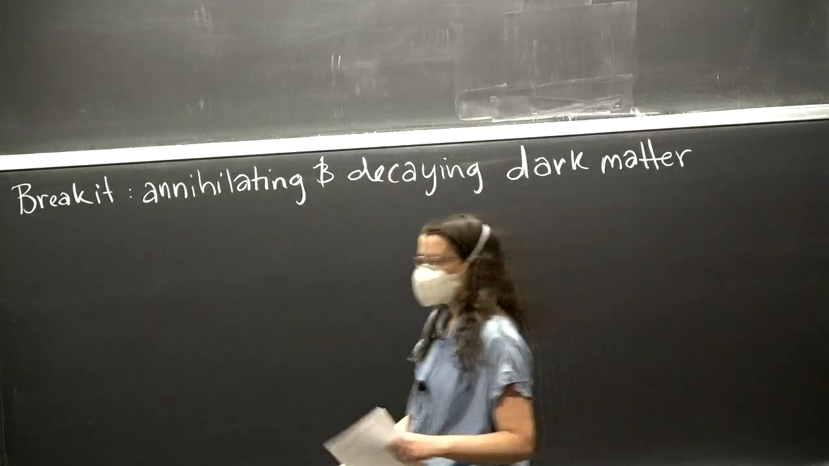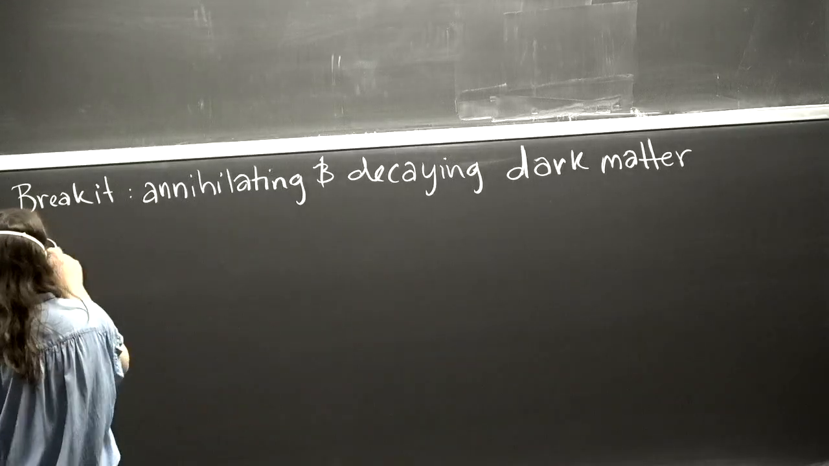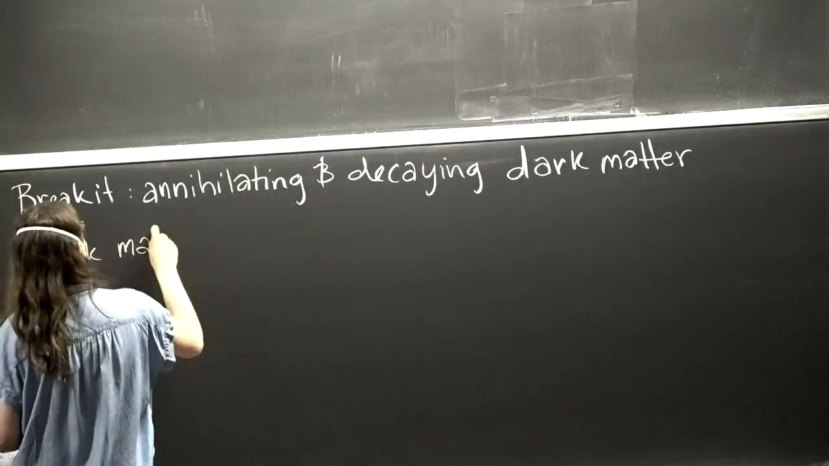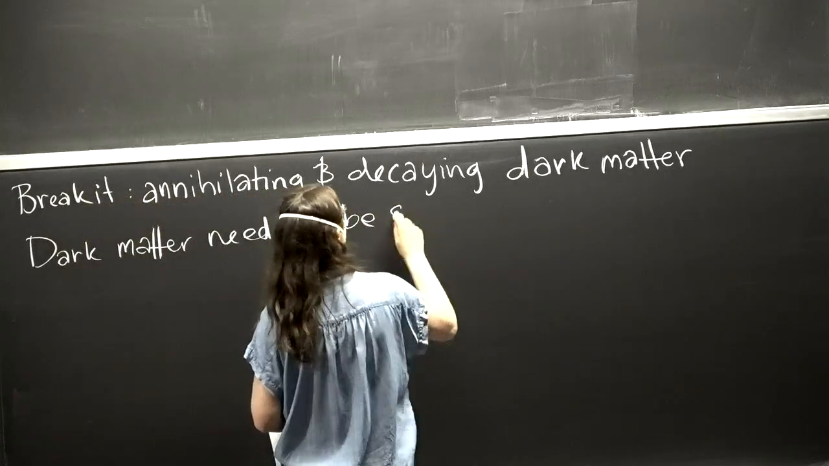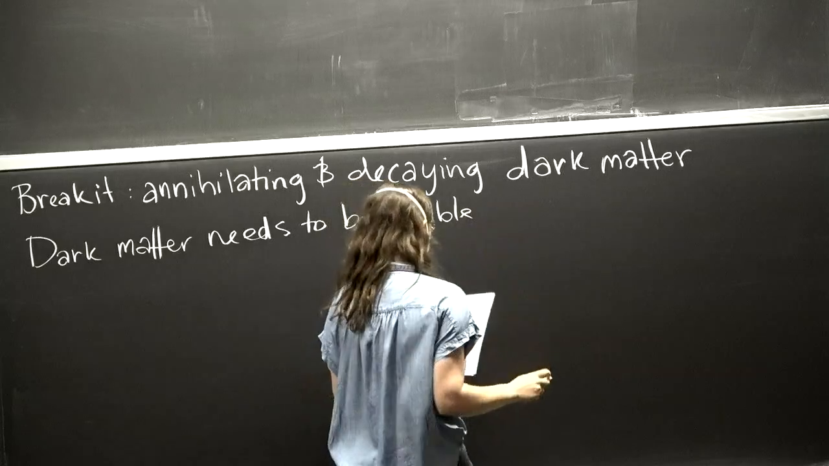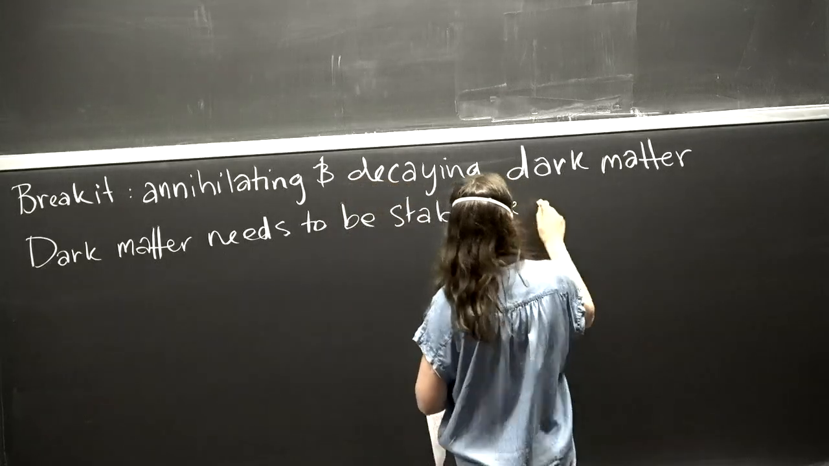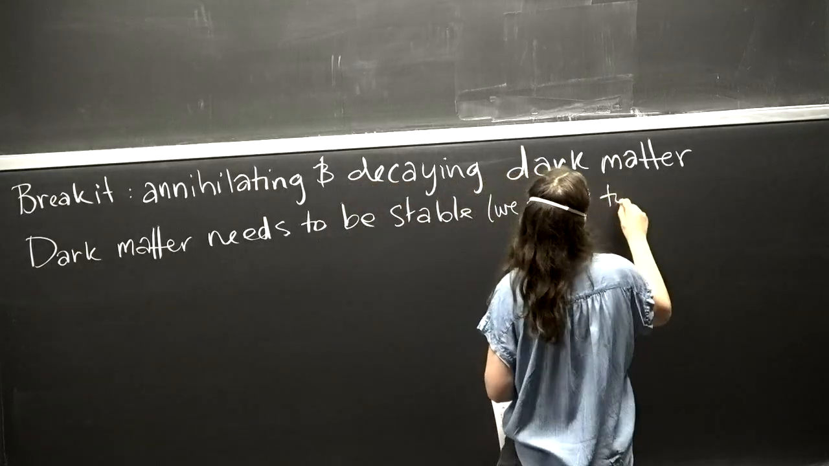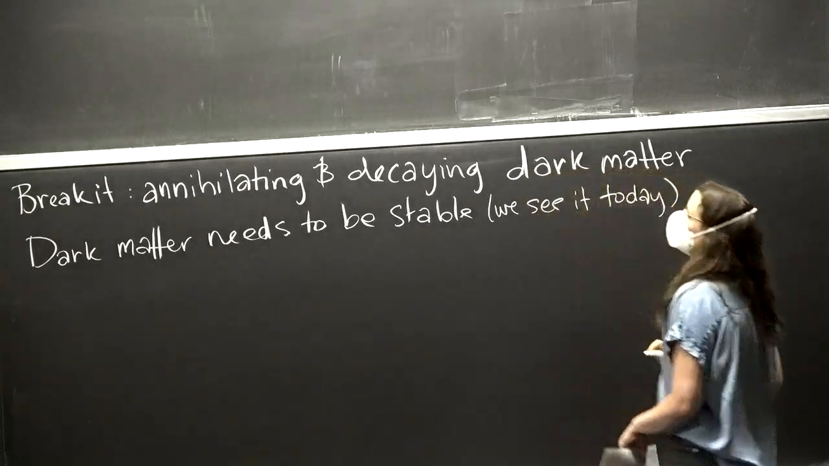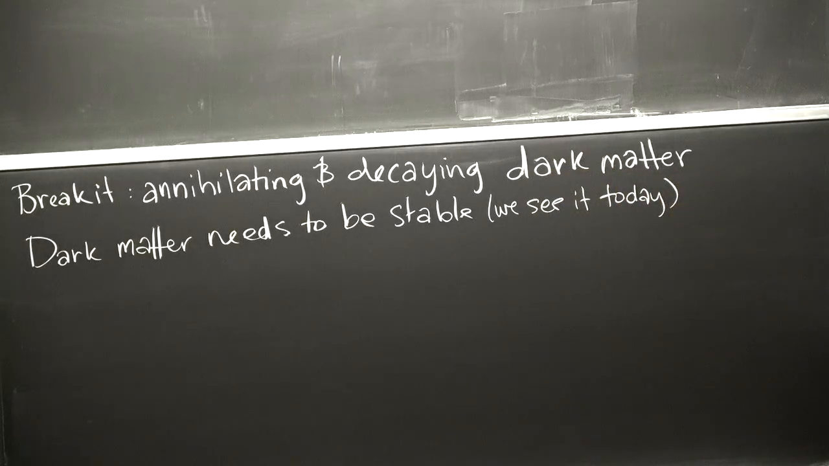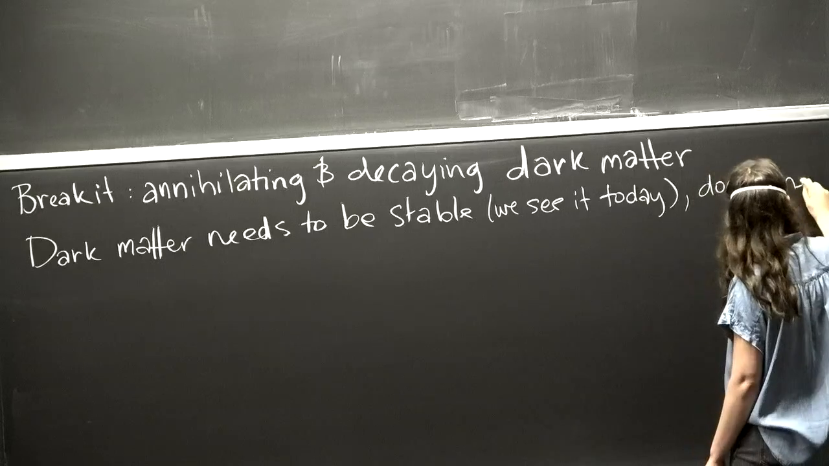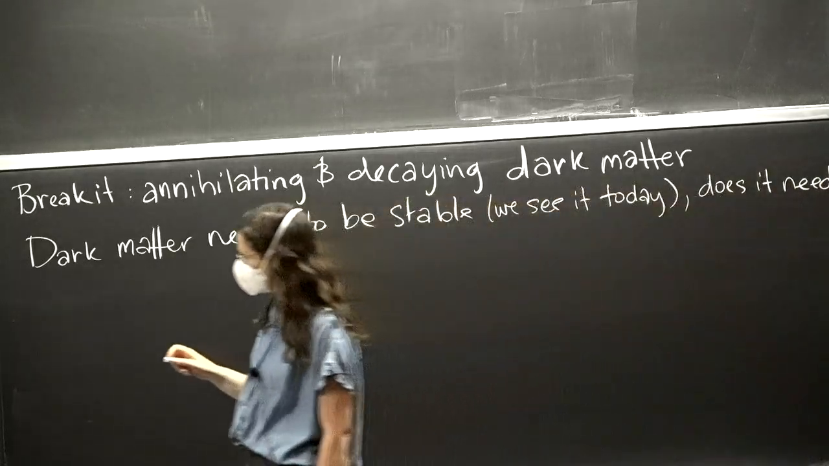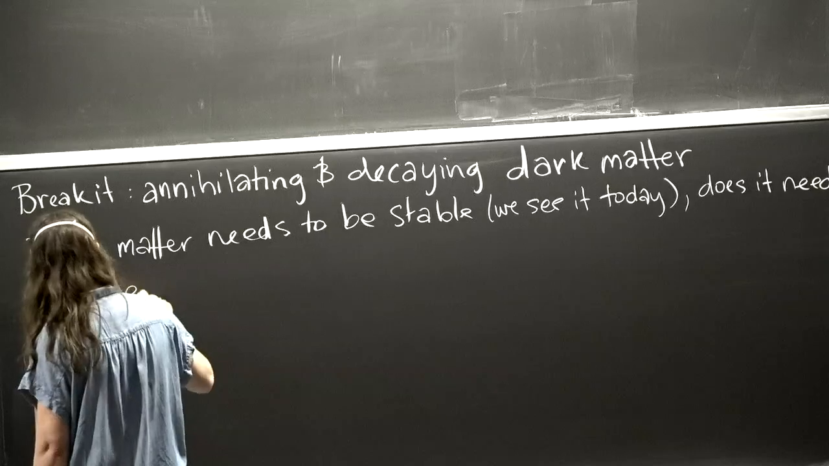All right. So, dark matter needs to be stable because we see it today. But does the stability have to be exact? Does it need to be exactly stable?